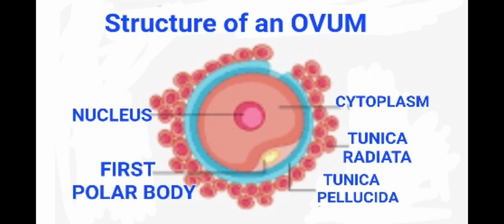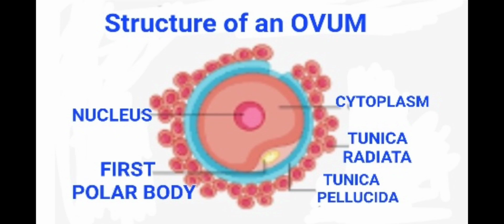The ovum in the human is surrounded by protective as well as nutritive cells. Here, just outer to the ooplasm is the layer of perivitelline space. Following that, there is the layer of zona pellucida. And finally, towards the outside are the cells of the corona radiata.